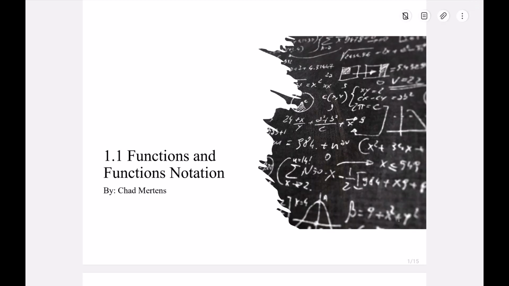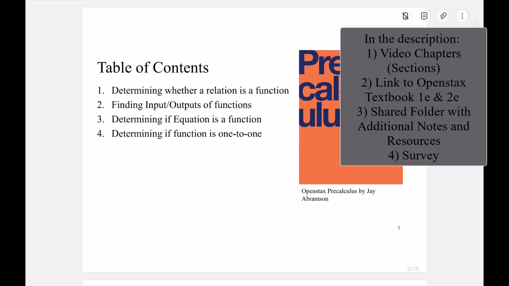Hello, so in this video we're going to look at section 1.1, functions and function notation. There will be four main topics that we're going to look at.